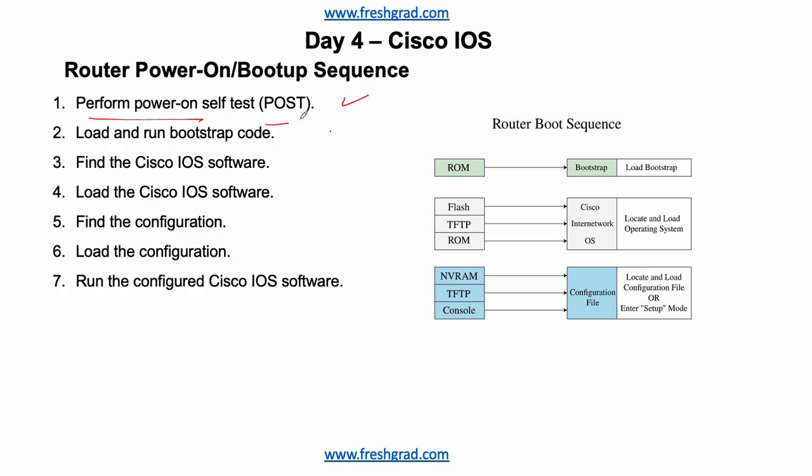It goes to the POST mode once you power it on, which performs the power-on self-test. The next step is to load and run the bootstrap code, and then it finds the Cisco IOS software. Once it finds it, it loads the Cisco IOS software, finds the configuration, loads the configuration, and runs the configured Cisco IOS software. These are the high-level basic steps.